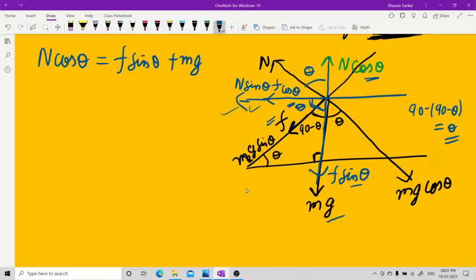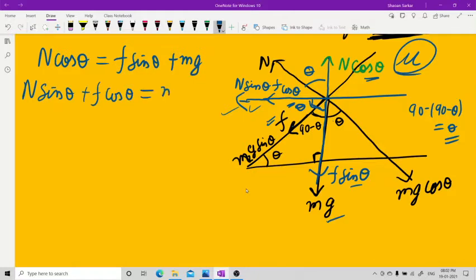Now, this surface has friction. It has a coefficient of friction mu. Let us say coefficient of friction mu is there on the surface. No problem. Now, these two, that is n sine theta plus f cos theta, will give rise to centripetal force mv square by r. No problem about it. I hope you should have no problem about it.